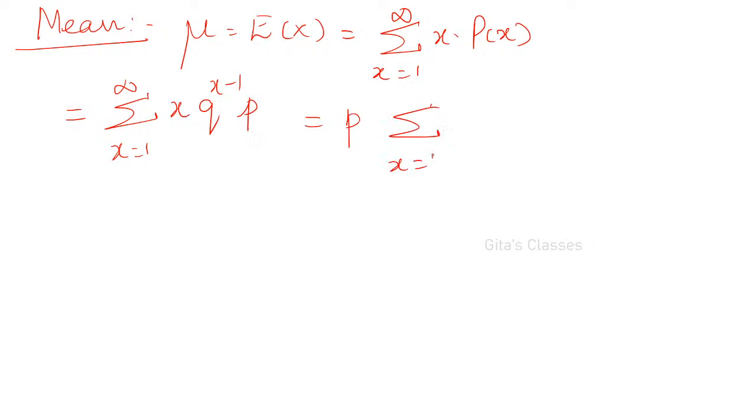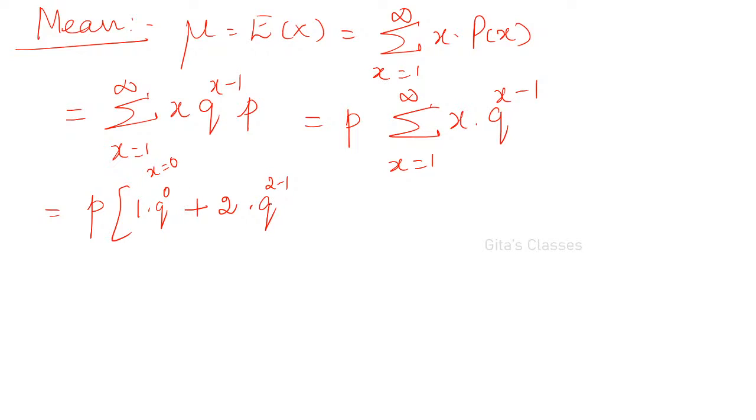So p into sigma x varies from 1 to infinity, x into q power x minus 1. Substitute x is equal to 1. What will you get? That is small p into, substitute x is equal to 1, you will be getting 1 into q power 0. That is 1 only. Plus 2 into q power 2 minus 1. Or if you want, you can write one more step. No problem. 1 into q power 0 plus 2 into q power 2 minus 1 plus 3 into q power 3 minus 1 plus etc.